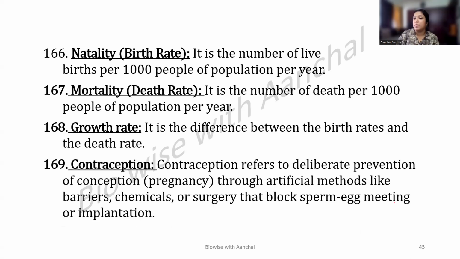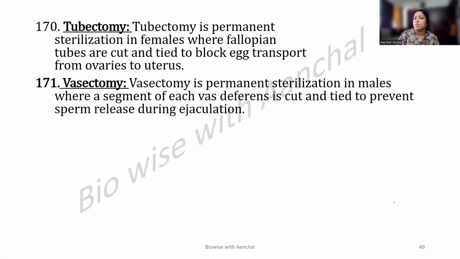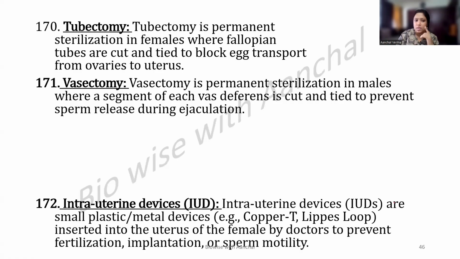Contraception refers to the deliberate prevention of conception through artificial methods like barrier, chemical, or surgery that blocks sperm-egg meeting or implantation. Tubectomy is a permanent sterilization in females where fallopian tubes are cut and tied to block egg transport from ovaries to uterus. Vasectomy is permanent sterilization in males where a segment of each vas deferens is cut and tied to prevent sperm release during the ejaculation process.